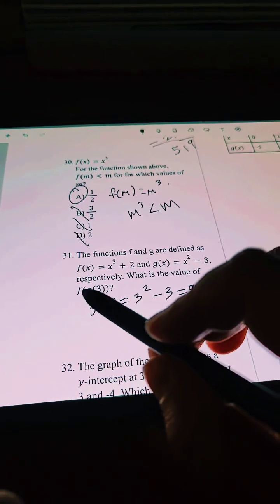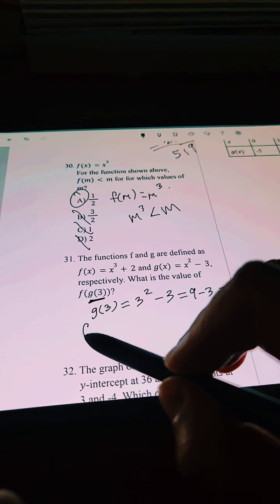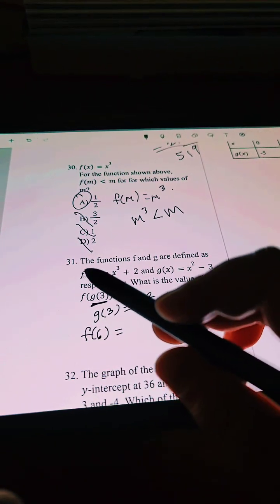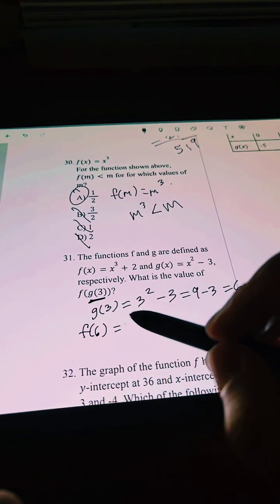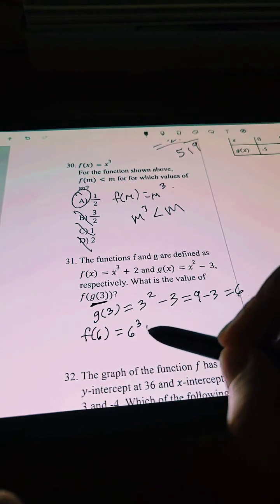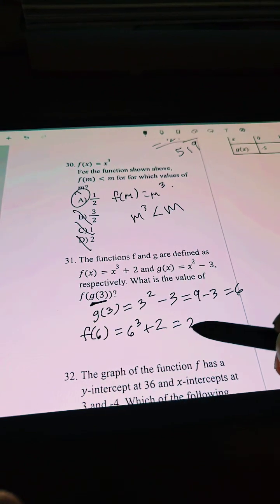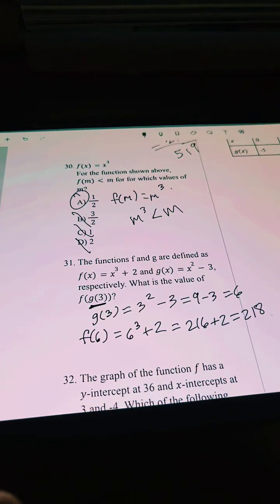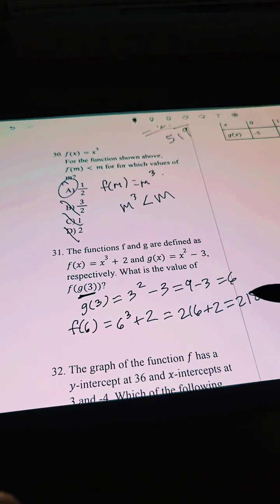So instead of g of 3, I can put a 6. So now I'm finding f of 6. That means that everywhere there's an x in my f function, I'm going to put a 6. So it's going to be 6 cubed plus 2. 6 cubed is 216. And then plus 2, so that's going to be 218 as my answer.